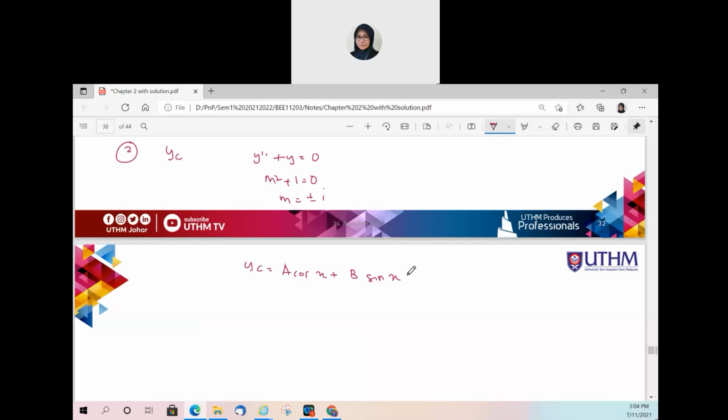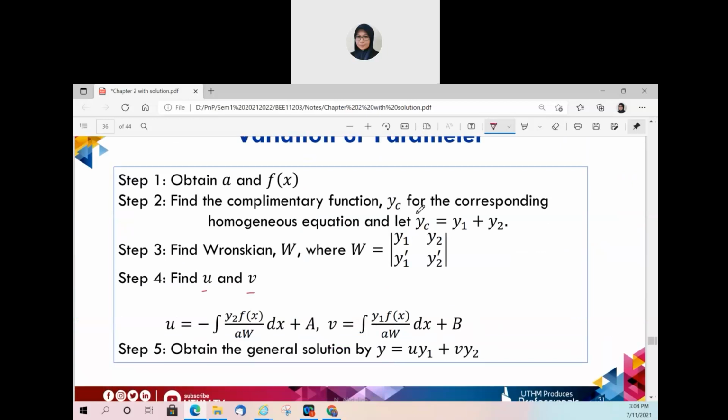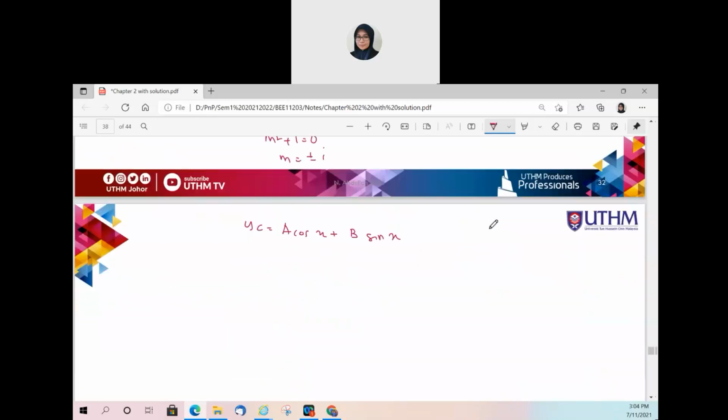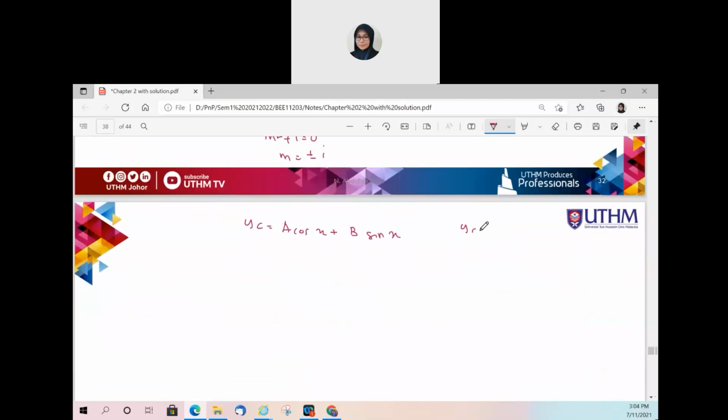Okay. So from here, if you refer here, you have yc equals to y1 plus y2. So yc equals to y1 plus y2. So what is your y1? So this is your y1. Okay. So y1 equals cos x and y2 equals sin x.